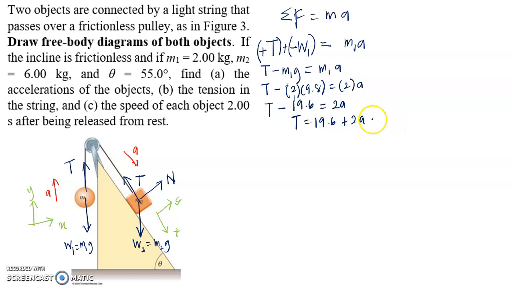So this will be our first equation. Now let's take a look at mass 2. As you can see here, we have our reference axis, the x and y here, and all the forces are in either the x or y axis. For y it is the normal, and for the x it is the tension. However, W2 will have both x as well as y components.